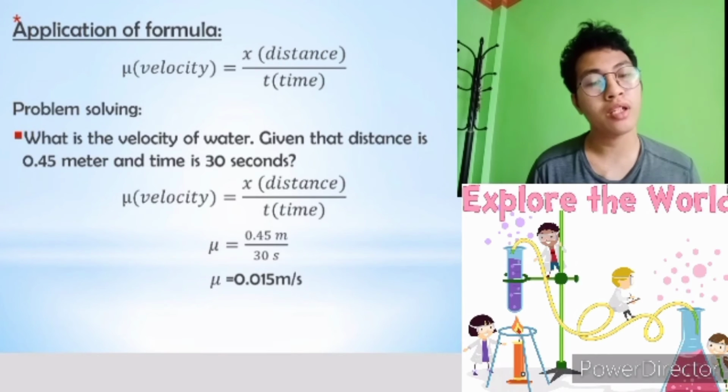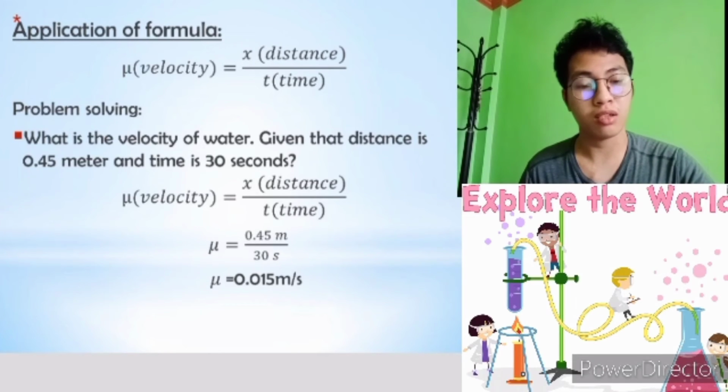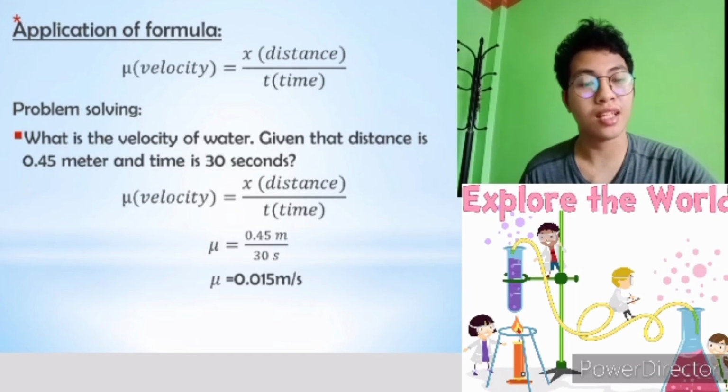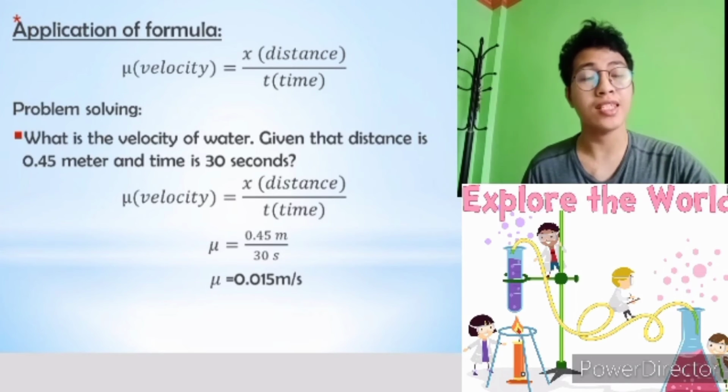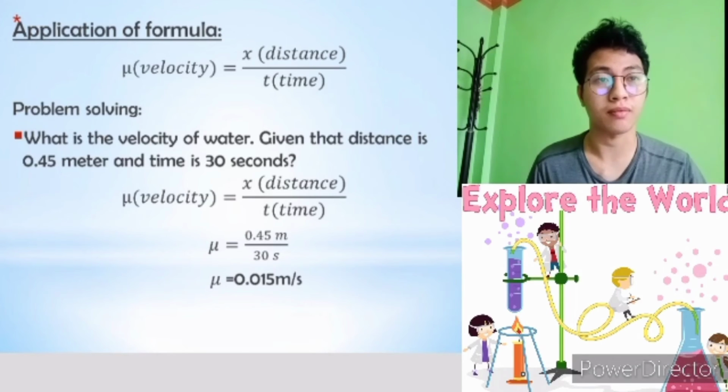So, what we will do here is i-substitute lang natin sila. So, mu is equals to x divided by t. Mu is equals to 0.45 meter, which is the distance, and 30 seconds, which is the time. So, divide lang natin sila. 0.45 divided by 30 is equivalent to 0.015 meter to the second power. So, ibig sabihin, 0.015 meter to the second power is the speed or the velocity of the water that passes from one point to another point.